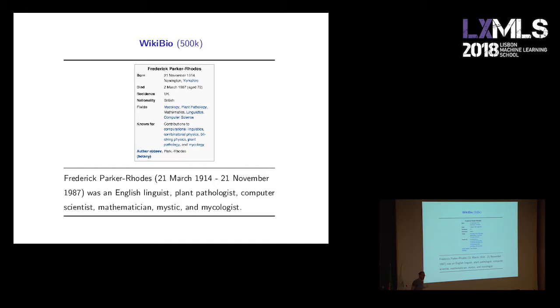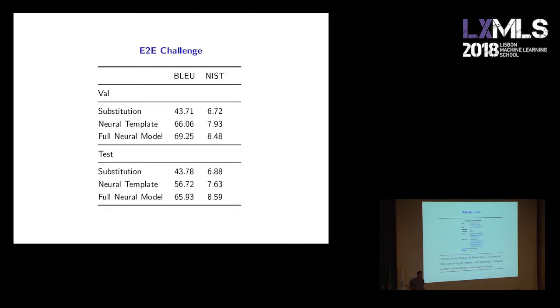This other data set is for Wiki Bio. So for this data set, they wanted to generate the first line of Wikipedia articles about people. They do this by taking the table that corresponded to all the information about each person, and then using that as the source to generate the output. So here's an example where Frederick Parker Rhodes and his year is the output of the system. OK. So here's where we're at.